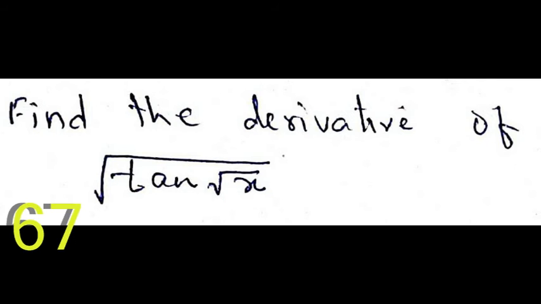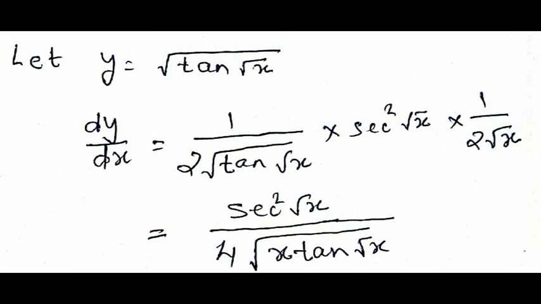Find the derivative of root of tan root x. Derivative of root x is 1 upon 2 root x, derivative of tan x is sec square x, and derivative of root x is again 1 upon 2 root x. And we get the answer sec square root x divided by 4 root x tan root x.